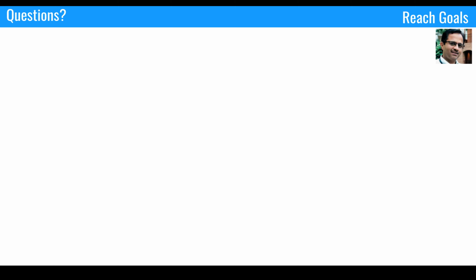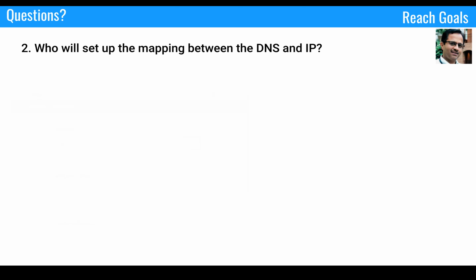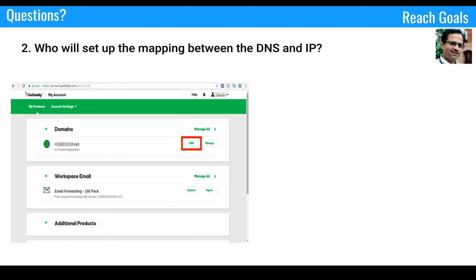How will you set the mapping between the DNS and IP address? When you buy a domain name, you have an option to register the domain and set up the mapping to your IP address. For example, if you log into the godaddy.com, you have an option to buy the domain and register the domain to the IP address in the DNS servers. Here you can see some sample pages from godaddy.com.